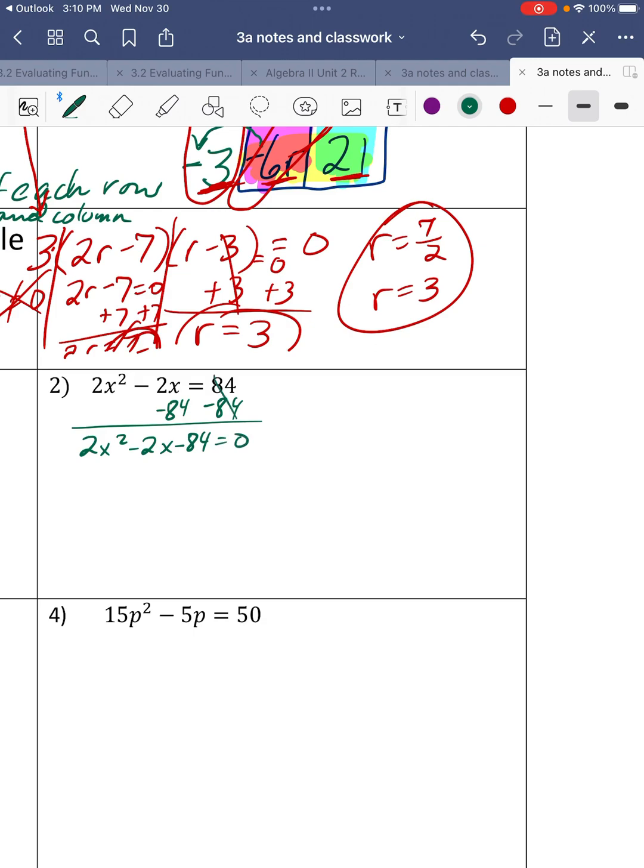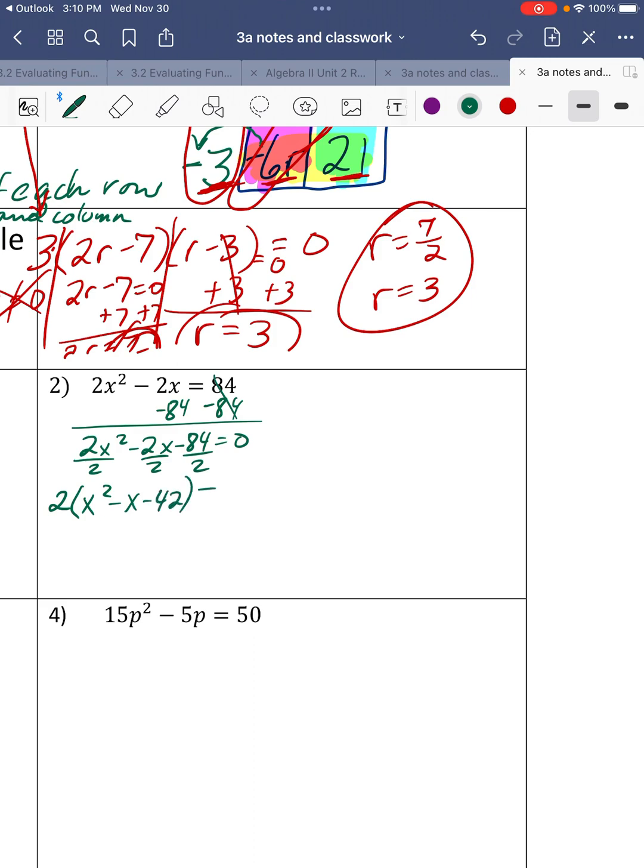I am going to look for a greatest common factor. I see the greatest common factor is 2. I can divide each term by 2. I'm not dividing it and it's gone. I am dividing it and moving it out front as a greatest common factor. So you're undistributing it. Get x squared minus x minus 42.